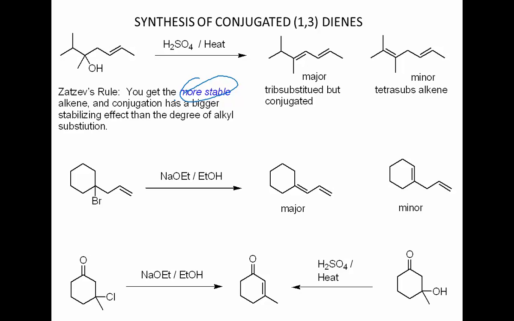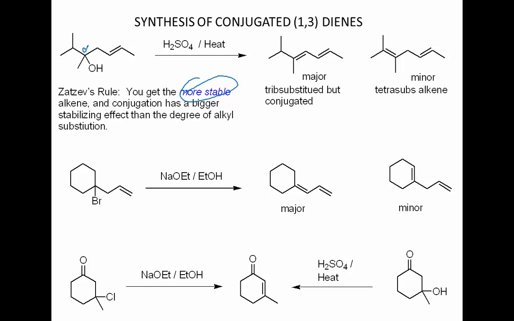Back when we did chapter 5, the only thing affecting alkene stability was the degree of alkyl substitution. So if we introduce a new variable like conjugation that has an even greater effect on stability, we're going to see that this is the driving force for forming the conjugated systems. All right, so let's imagine this alcohol right here undergoing an elimination.